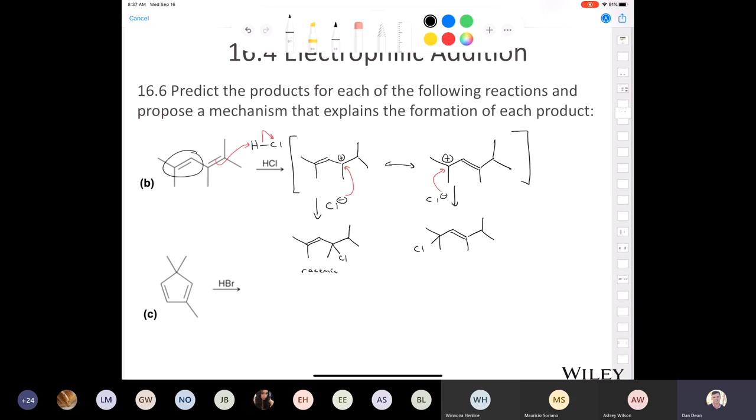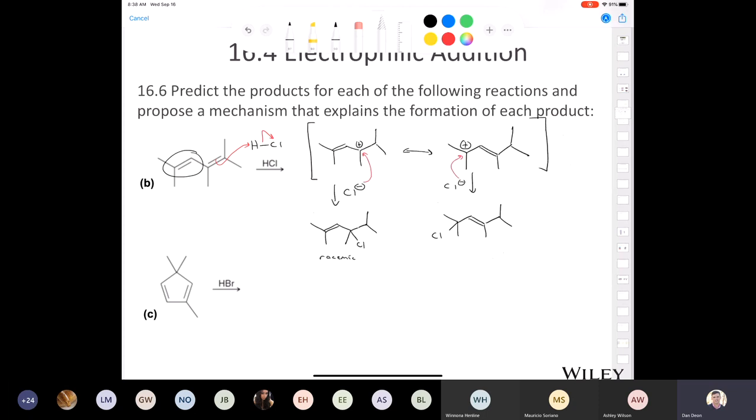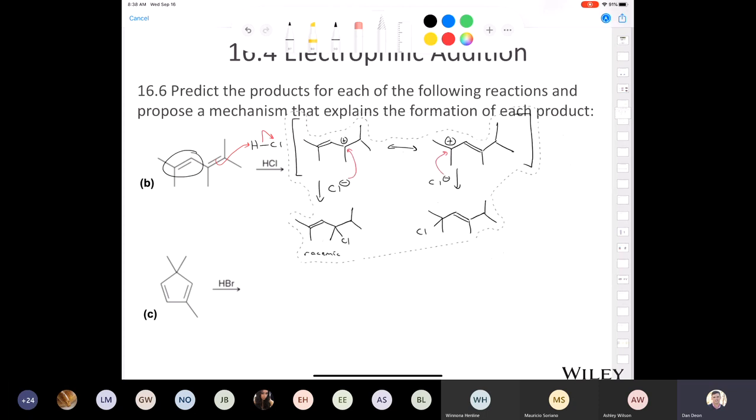So in the interest of space, because I am running out of it here, I am going to move this all up a little bit, and then I'm going to have to do an abridged version of the next mechanism. So let's erase this, and now we're going to add HCl to the other side of the molecule.